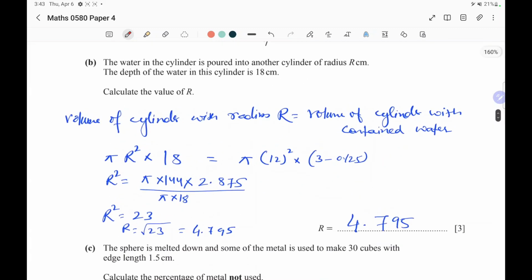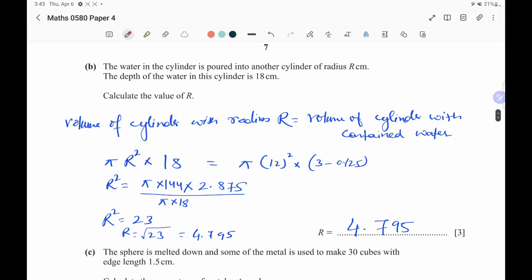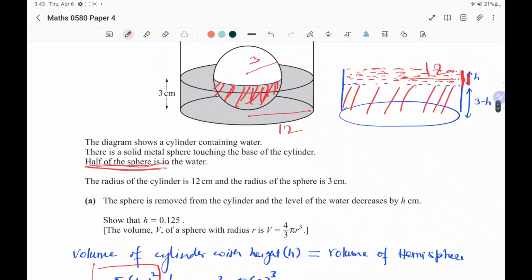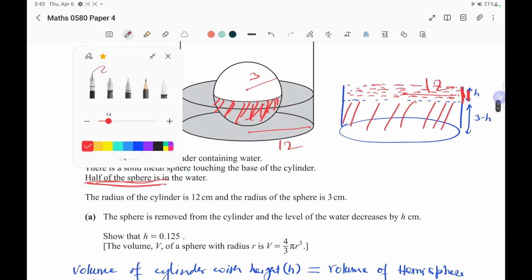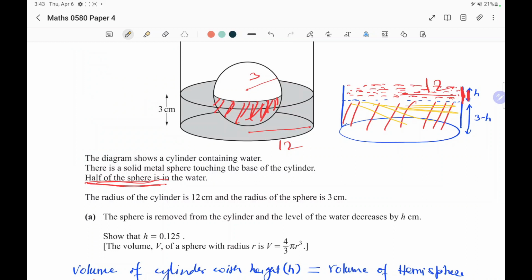Now move to the next question. That says water in the cylinder is poured into another cylinder of radius capital R. The depth of the water in this cylinder is 18 meters. Calculate the value of R. Okay, from here I told you in the beginning that this much water is left, right? So we have this much water and we have to pour this water into some other cylinder, right?